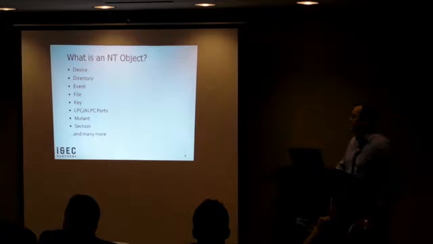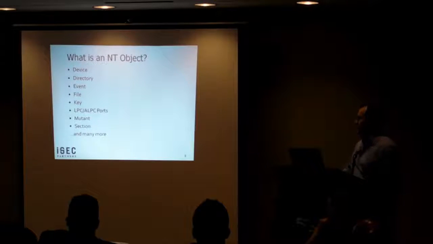What is an object? Here's an example list of the ones people have seen all over the place. But I think there are 36 object types. These are just a small snippet of the ones that you see. There's a lot of them in the kernel that you don't see very often.